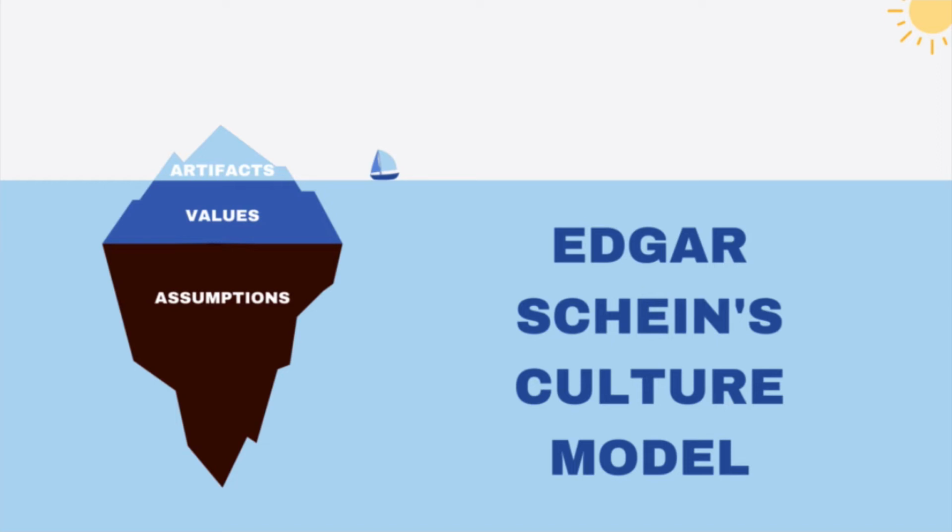Hello and welcome to today's lesson where we're looking at Edgar Schein's organizational culture model. Now, you will sometimes see this model referred to as the cultural triangle, or the three levels of culture model, or even the iceberg model. And in simple terms, the model can be used to help you understand and then shape an organization's culture.